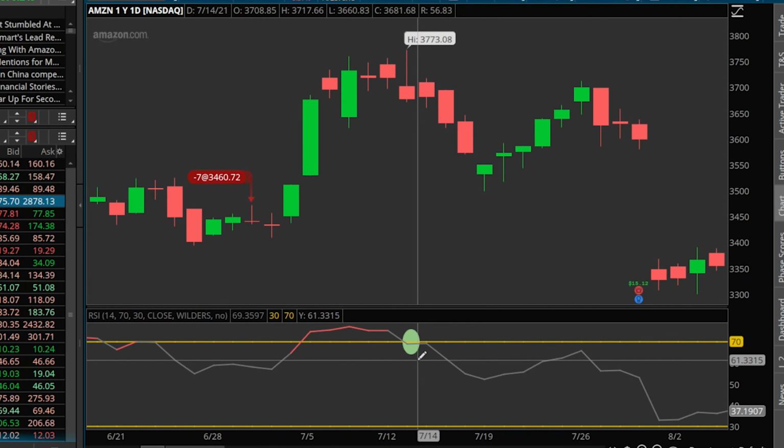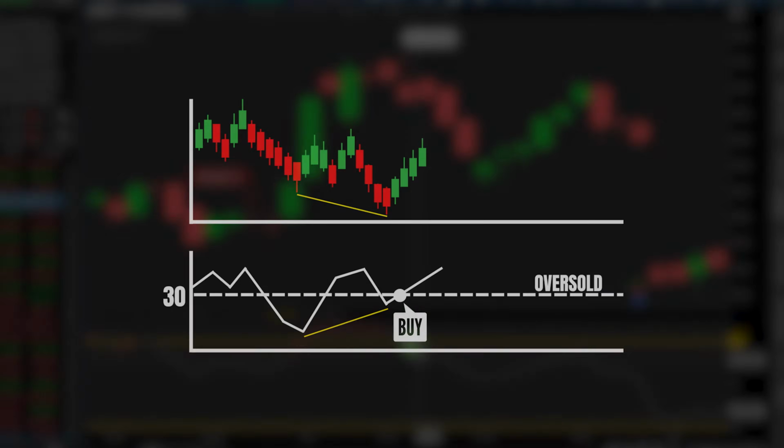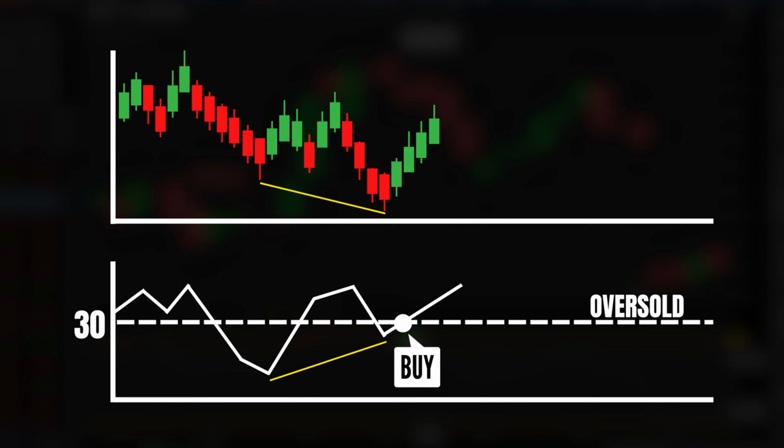This one is a bit more complicated and will happen far less frequently than a simple oversold or overbought indication. Bullish divergence occurs when an oversold reading is followed by a higher low that matches a corresponding lower low in the stock price. This indicates rising bullish momentum, and a break above oversold territory could be used as a trigger for a new long position or a potential buy signal.